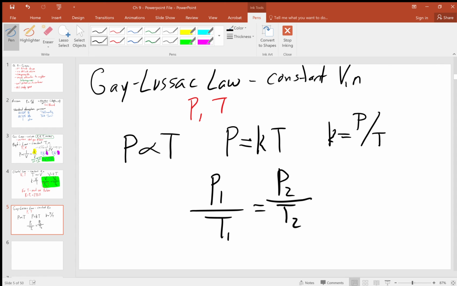Again, same comments regarding units. Your pressure can be in any unit as long as it's the same on both sides, whereas your temperature has to be in Kelvin.